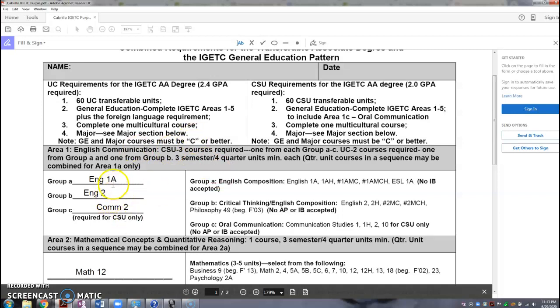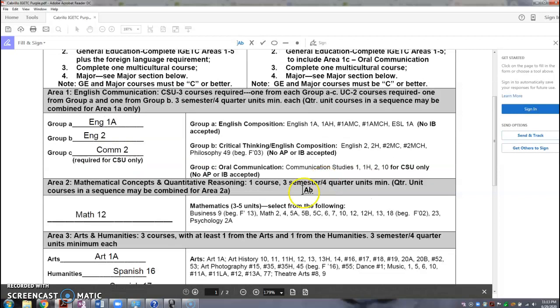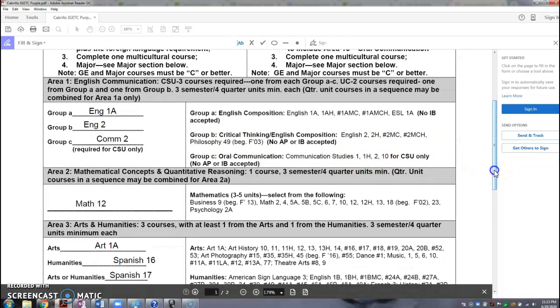Alright, so you would do English 1A. You've got to take that class. You've got to take English 2 unless you want to do a philosophy major. And then for the yellow form, you have to take a communications class. For CSU, for UC, you don't have to do communications, but I put in communications 2, which is public speaking. I'm sorry, group. Public speaking is 1. The 2 is a group.